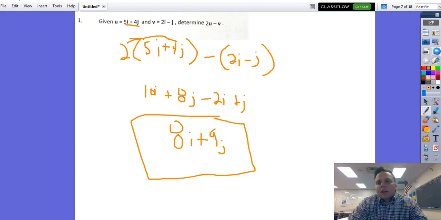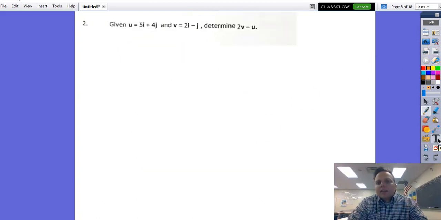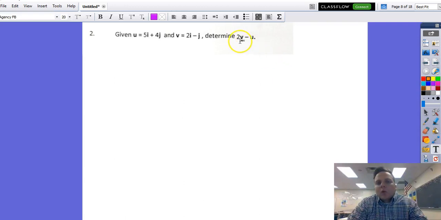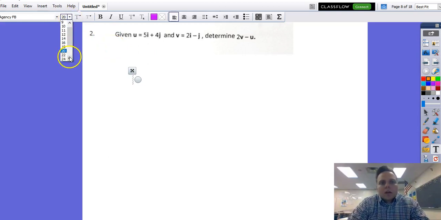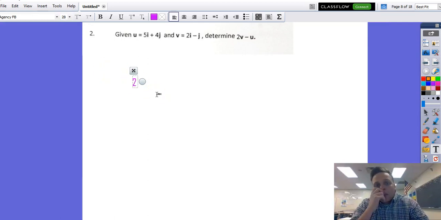All right, let's move on. Let's try to do problem number 2. Same idea, but this time we want 2v minus u. So here we're going to say 2, ooh, that's kind of small. Let's make this a little bit of a bigger font here. Sorry about this. Okay, so 2 times v, which is 2i minus j, and then minus u, which is 5i plus 4j, okay?